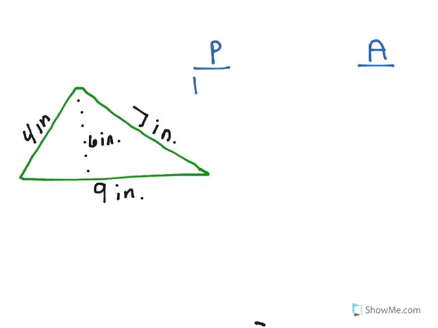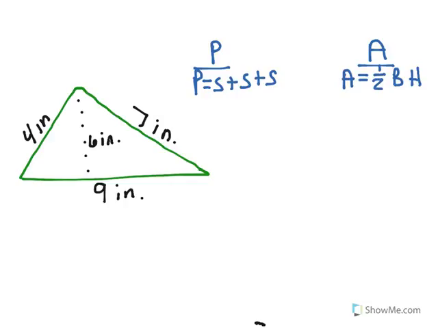I know, again, that when I do perimeter, it's really distance around. So I'm really finding the sum of the sides. In this case, it's 3 sides. And for area, I now have a nice formula, which is A equals 1/2 BH. And so now I have to decide what goes where.